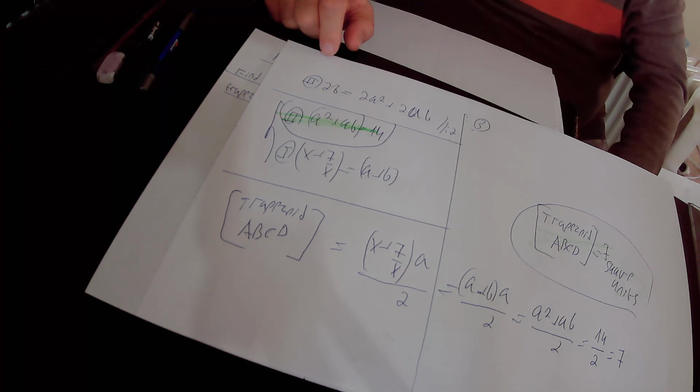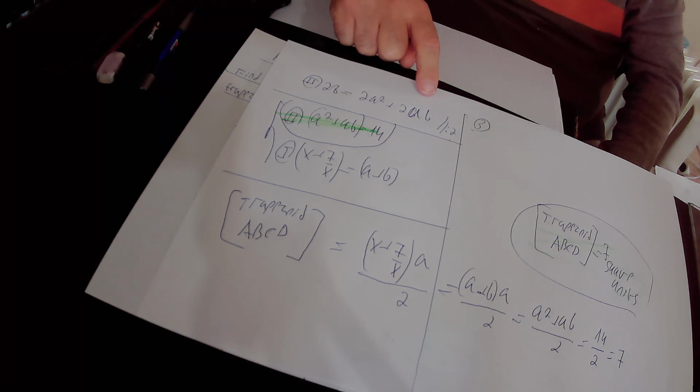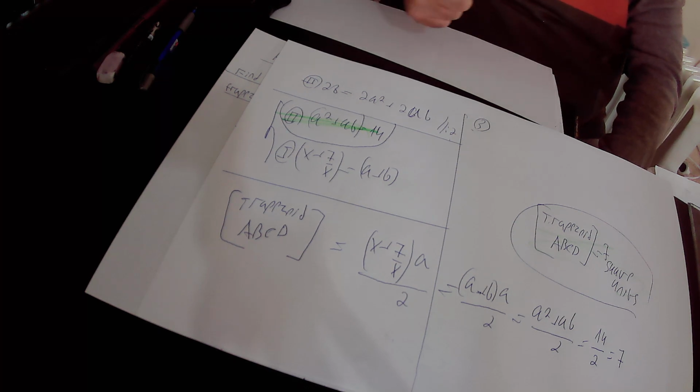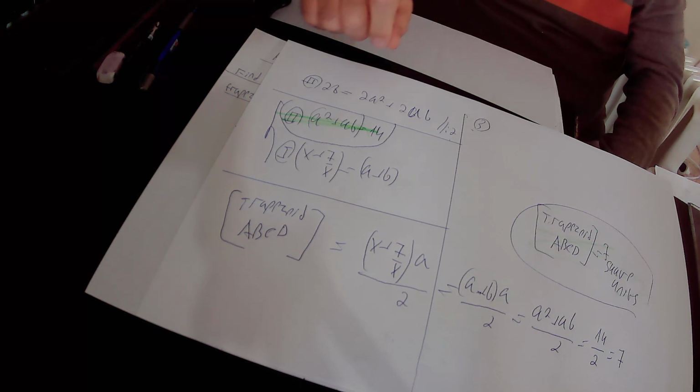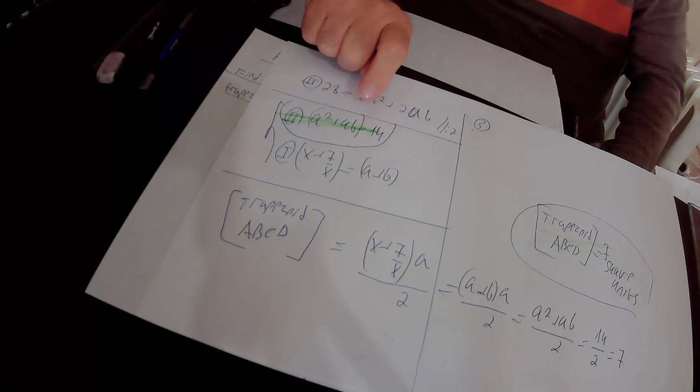Here we divided this equation 2 by 2, and finally found out that according to equation 2, a squared plus ab equals 28 over 2, which is 14. So according to equation 2, a squared plus ab equals 14. This is according to equation 2, while according to equation 1, we have already found out that x plus 7 over x equals a plus b.